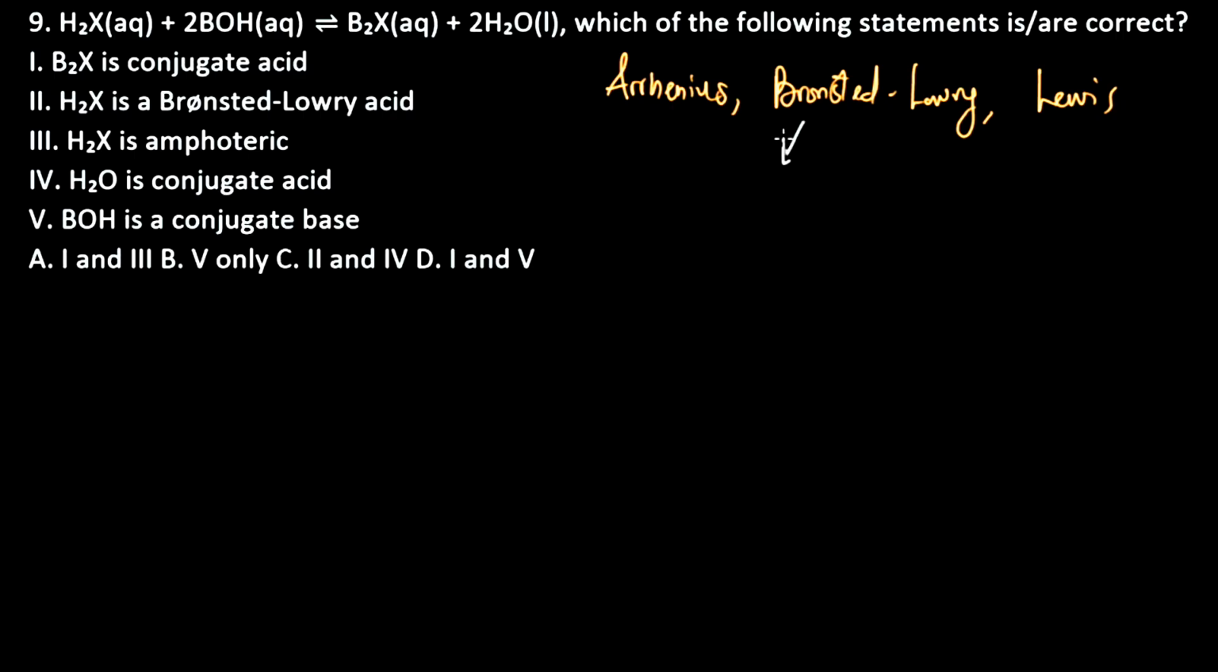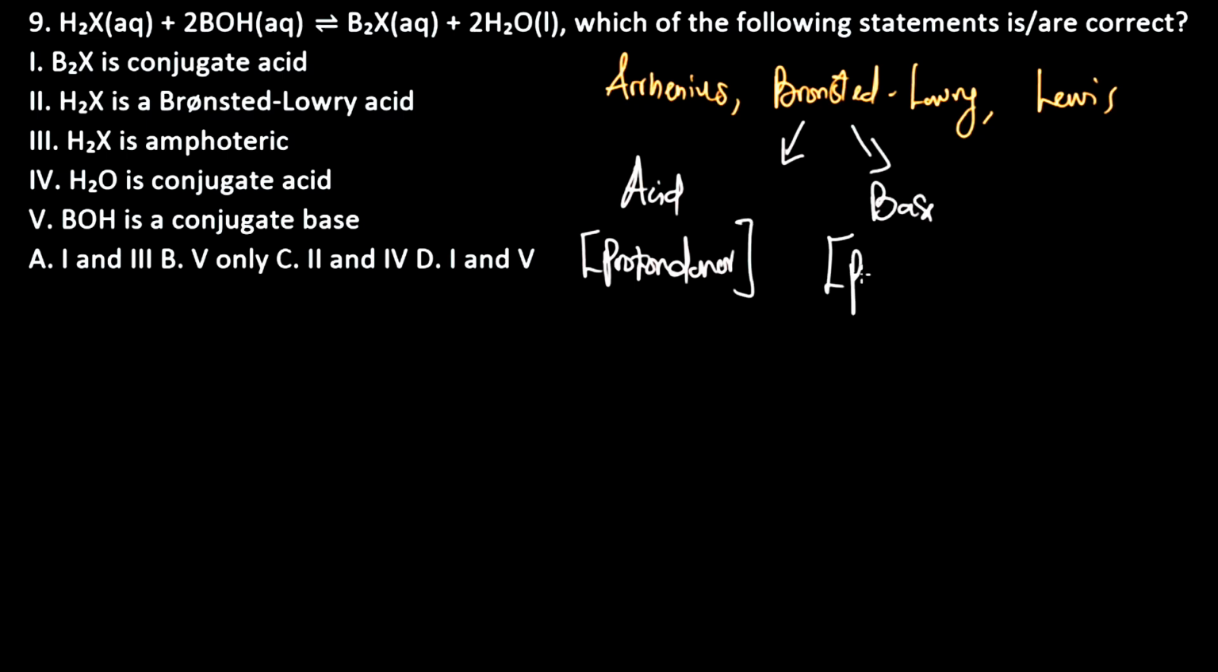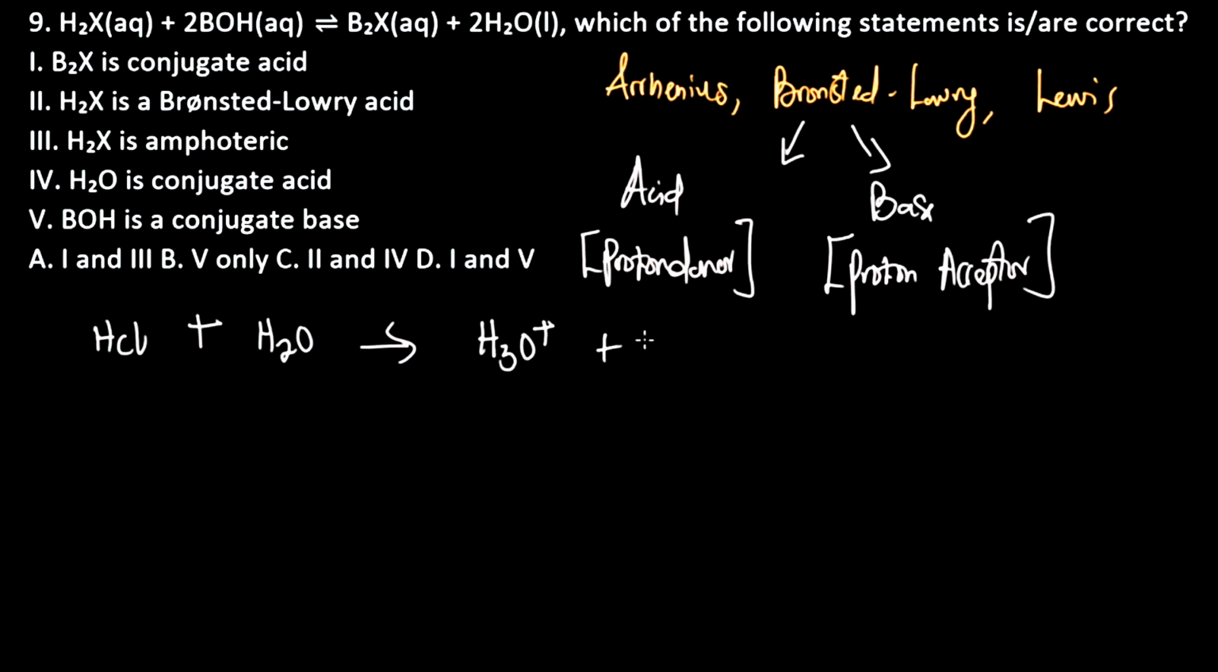So Bronsted-Lowry defined an acid as proton donor, and a base as proton acceptor, right? So let's say we have the equation HCl plus H2O to give H3O plus Cl. So looking at this, an acid is a proton donor.